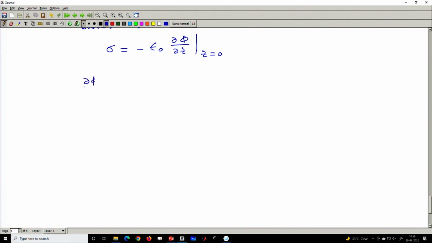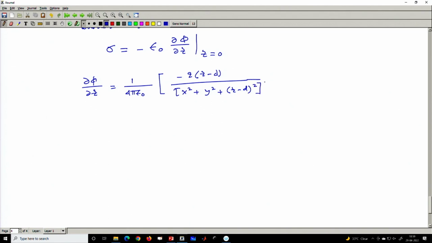Now del phi del z. Because phi is known, del phi del z is simply 1 by 4 pi epsilon 0, and then minus q times (z minus d) in the numerator, and in the denominator x square plus y square plus (z minus d) square whole to the power 3 by 2, and then plus q times (z plus d), over x square plus y square plus (z plus d) square whole to the power 3 by 2. That is my derivative.